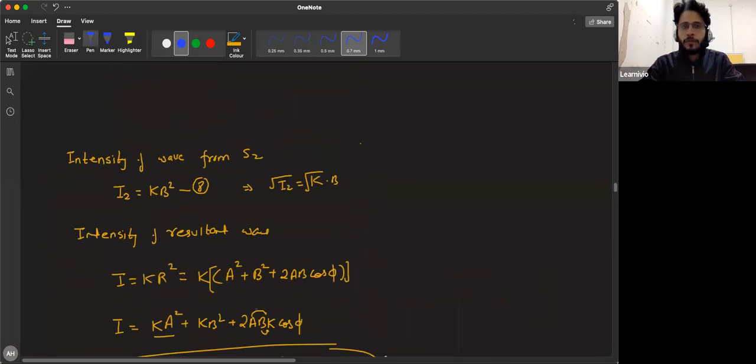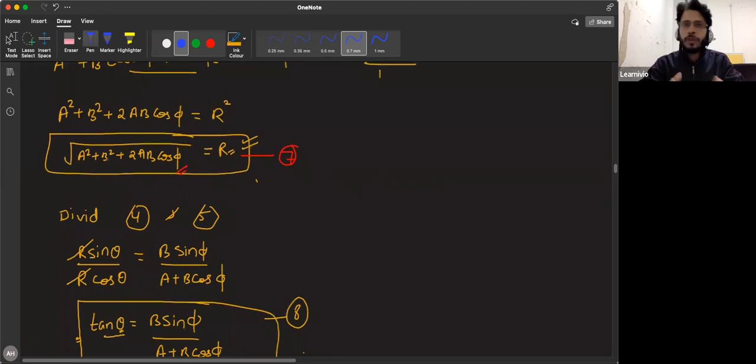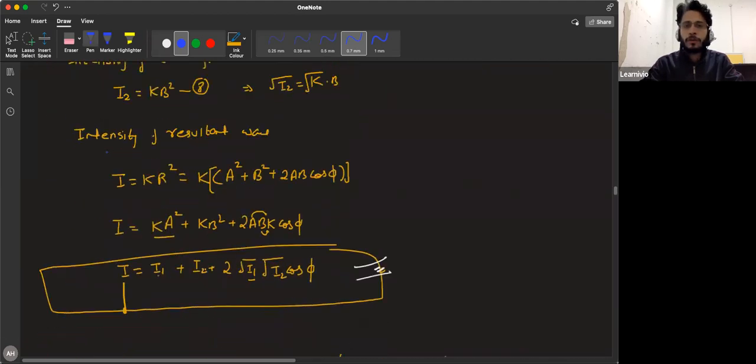See, the formula that you will use is this. R squared is a squared plus b squared plus 2ab cos phi. You have a, b, and phi, the value of everything.